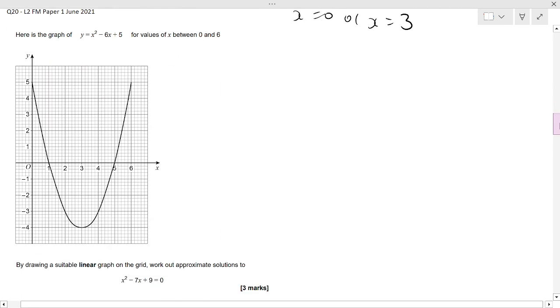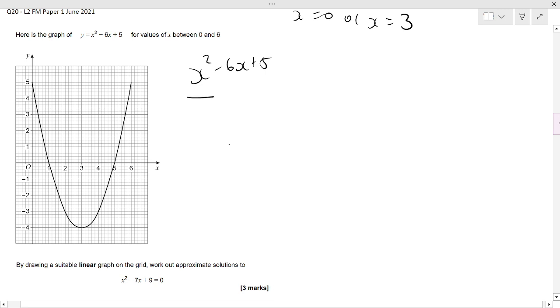Cool. Question 20 now, not a lot long to go. We are given the graph of y is x squared minus 6x plus 5. By drawing a suitable linear graph, so we need to draw a line here somewhere as well, find the solution to this. Now, what you need to notice is this is not the same expression here. But let's start with this, x squared minus 6x plus 5. Then we need to get to x squared minus 7x plus 9.